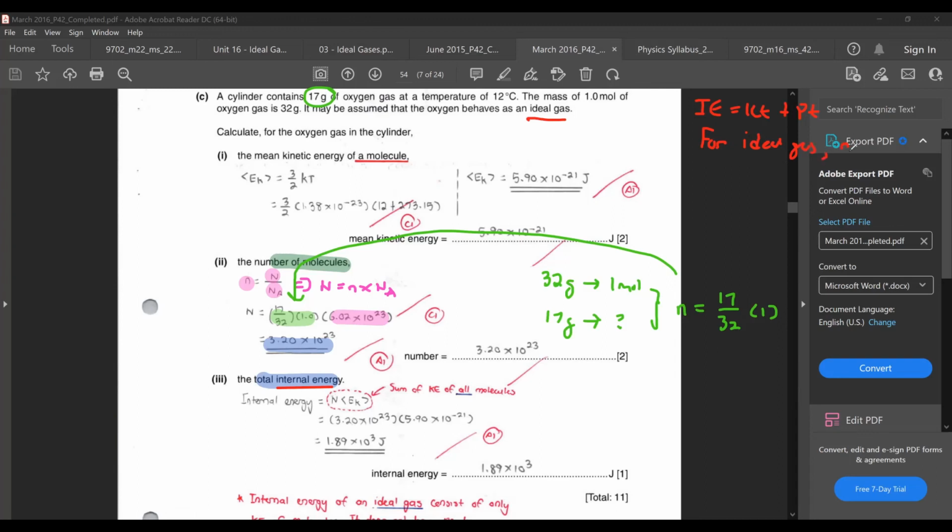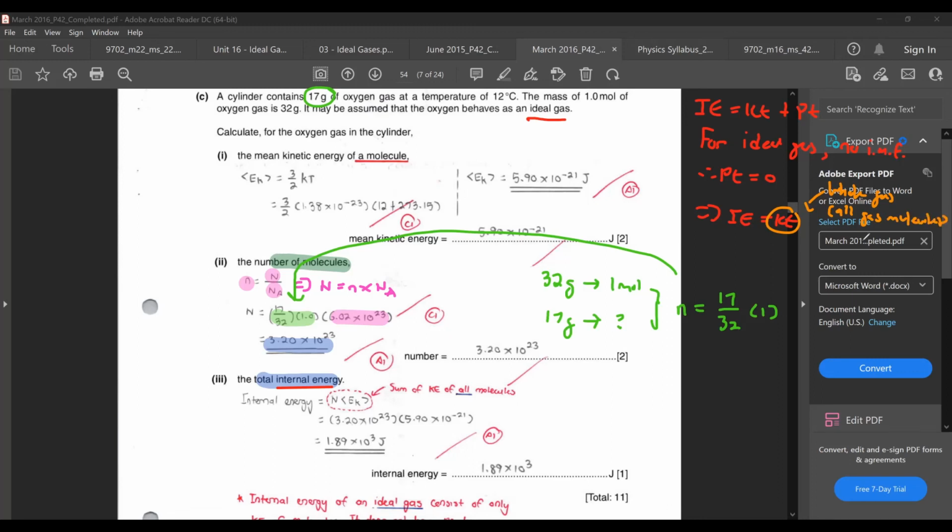For an ideal gas, no IMF, therefore PE is 0. Internal energy is just your KE. Your KE here is for the whole gas, for all gas molecules.